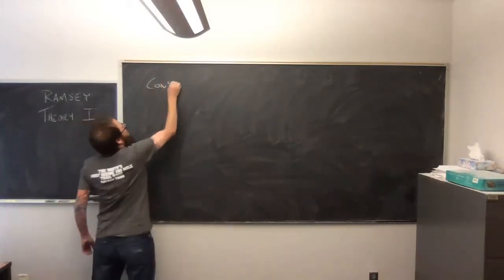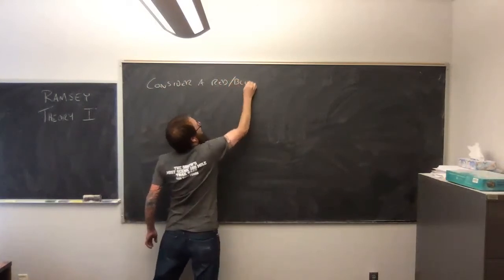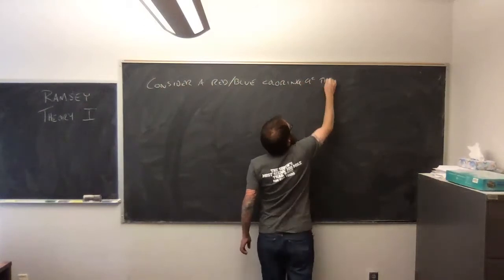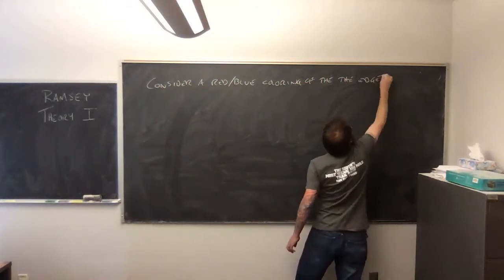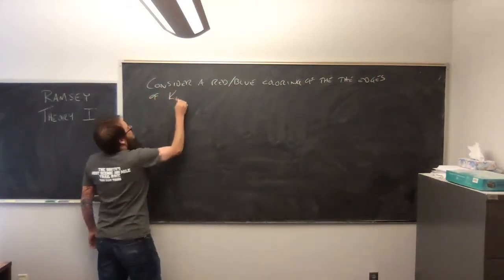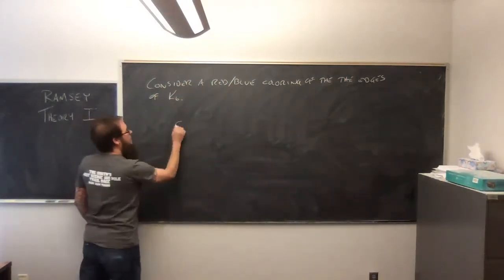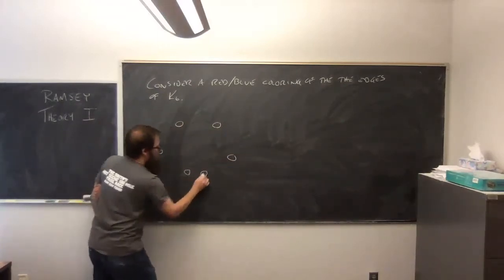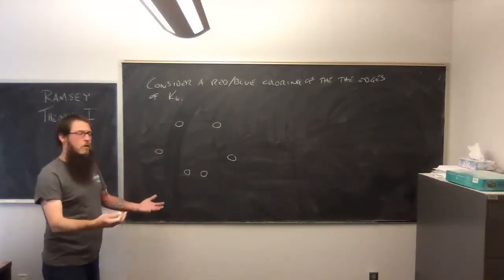So let's consider a red-blue coloring of the edges of K6, the complete graph with 6 vertices. Let me draw K6 up here so we have it to look at. For the time being, I'm going to draw all my edges in white, but again, we're going to apply colors to all of them.